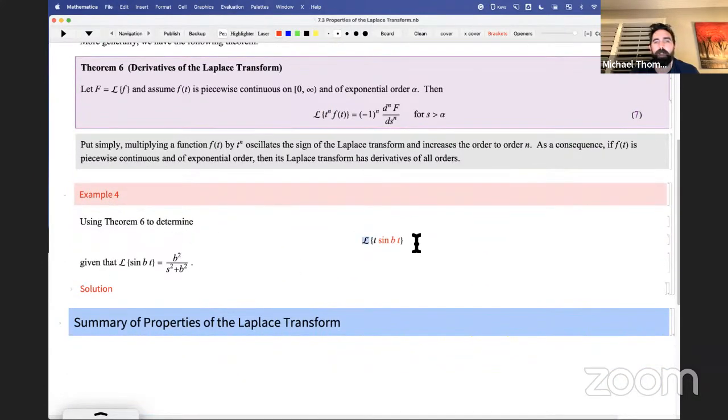Use theorem 6 to determine the Laplace transform of t sine bt. Okay, so we've got the Laplace transform of sine bt. That's a pretty standard one. You're going to see that in every Laplace transform table. But depending on the complexity of the table, you might not see a t in front. They might not have a separate entry for that. So this is a very basic one. We've got the situation where n equals 1. So what I'll do is just use the formula.